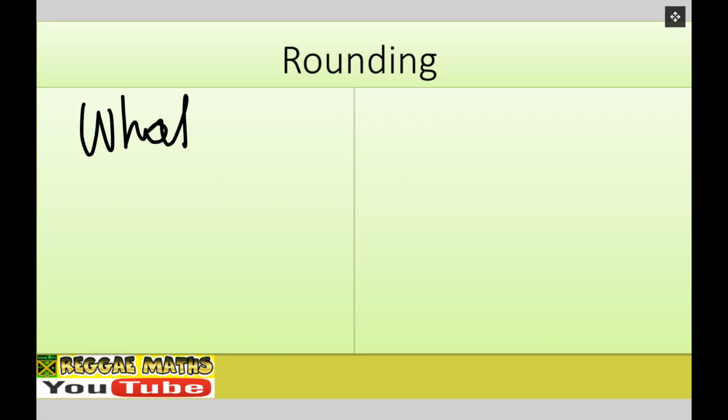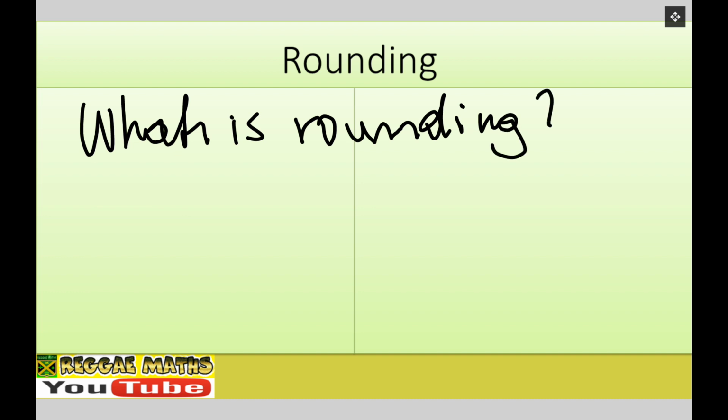What is rounding? Now let's just look at leading from the place value. Rounding is when you're talking about to the nearest 10, 100, 1,000, to the nearest unit.